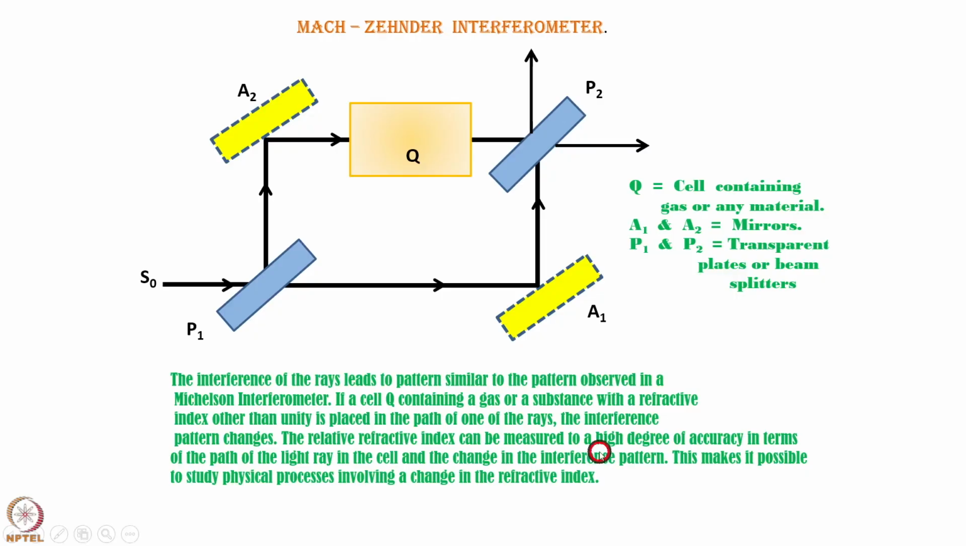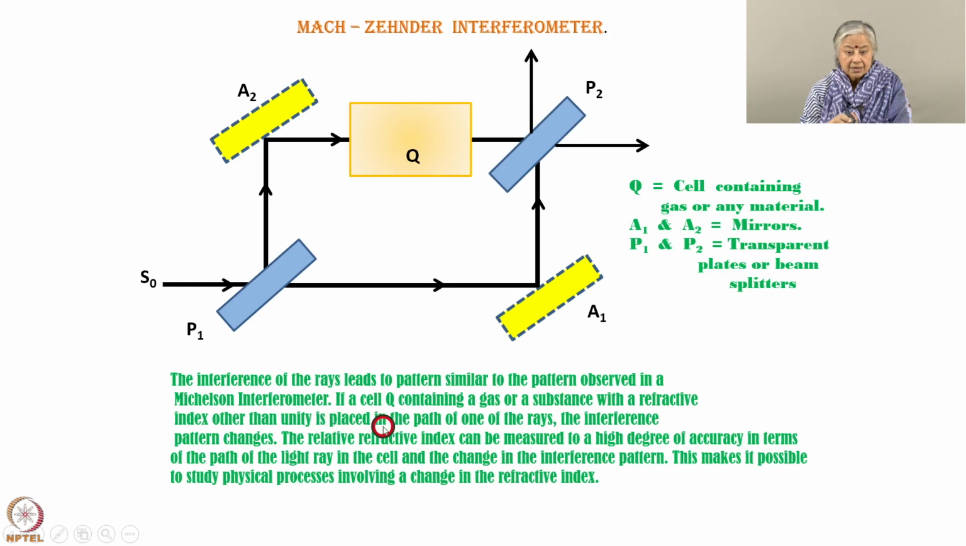So, we go ahead today with a few more types of interferences, and along with that I will give you some examples where such interference is used. So, start off today with the Mach-Zehnder interferometer. It is something like the Michelson's interferometer itself. The interference of rays leads to patterns similar to the pattern observed in a Michelson's interferometer.